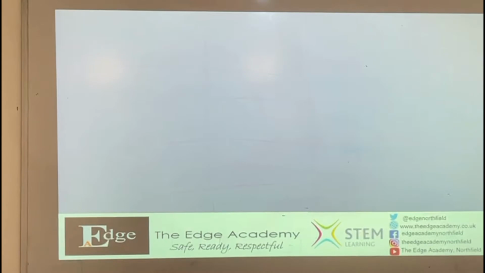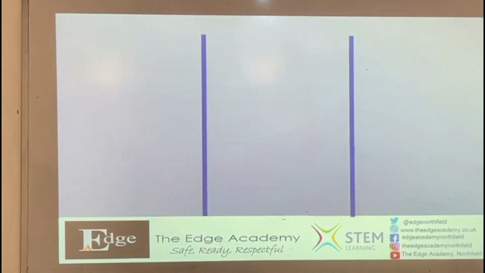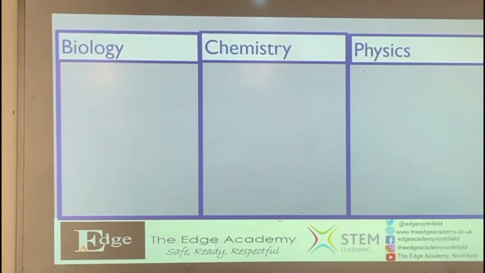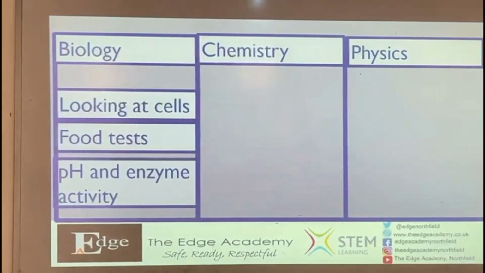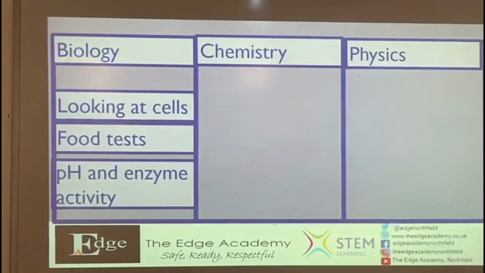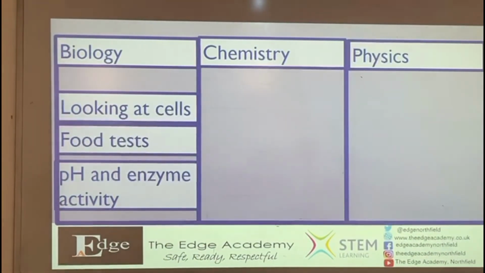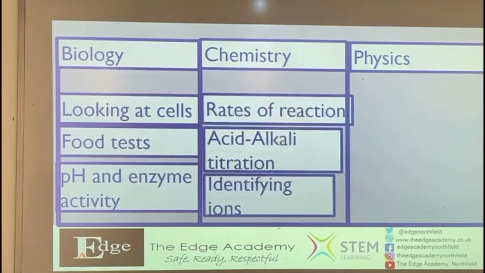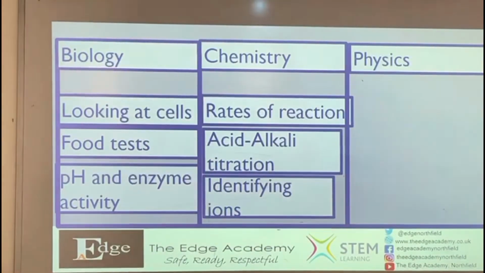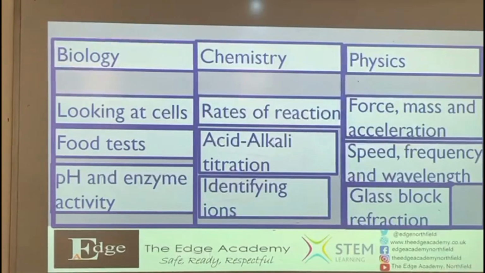So remember, when you're drawing your table, you need to have 3 columns because you have 3 items to sort. You need to have a box around it with your headings at the top: biology, chemistry, physics. 3 of them were biology, so anything to do with cells, living cells is obviously biology. Food tests, and then pH and enzymes is biology as well, so well done if you got those right. Chemistry ones, rates of reactions, acid and alkali titration, and identifying ions, so again well done if you got those. And the final 3 were physics.